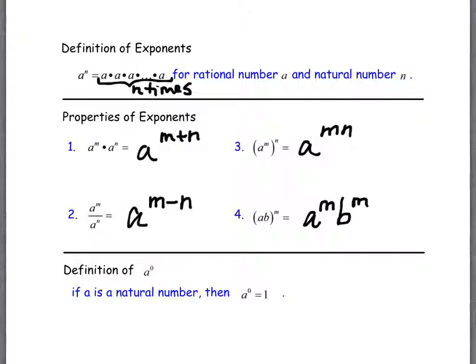The last feature on this slide is a definition of what it means to have an exponent of 0. When you have an exponent of 0, we define that to be the number 1 on any number. Okay, so as long as a is a natural number, any natural number, it can be 5, it can be 502, it can be 4,372,691. Okay? Anything to the 0 power is going to equal the number 1. All right?